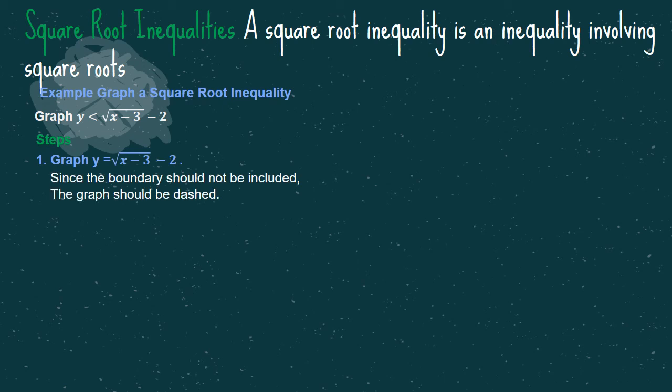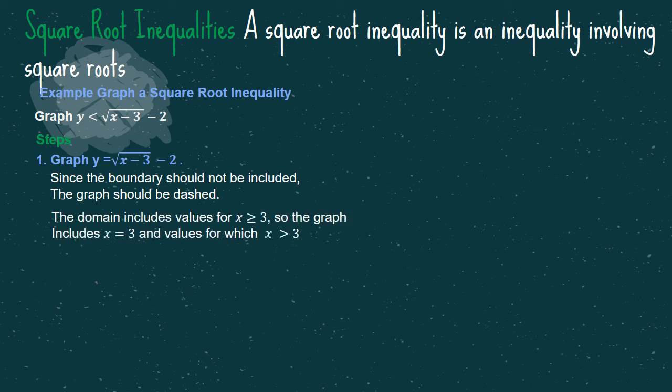And we need to take care of the following fact. Since the boundary should not be included, the graph should be dashed. How do I know this? Look at the inequality. The inequality that I need to graph is y less than. So if it says less than, when I make the curve it should be dashed. If it were y less than or equal to, or y greater than or equal to, the boundary, this curve that we're going to graph at this moment, should be solid, but in this case it's dashed.